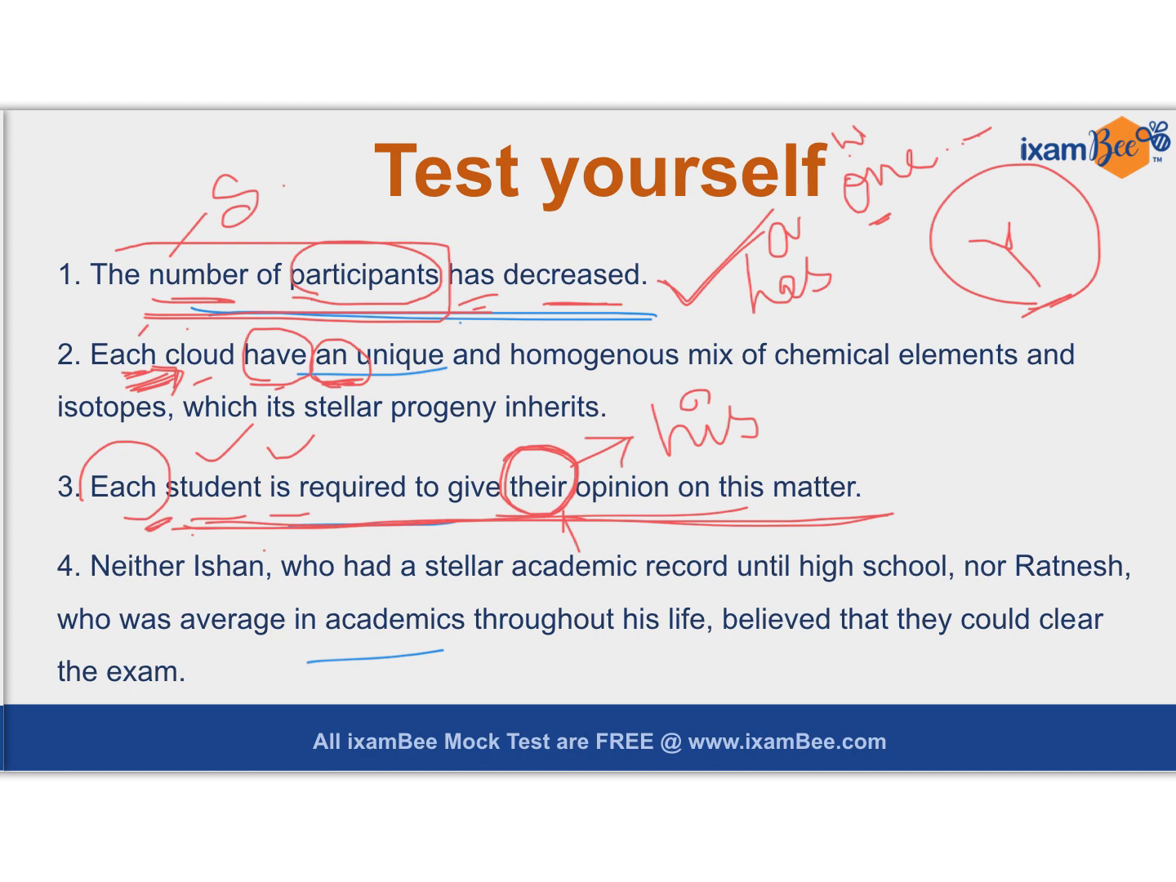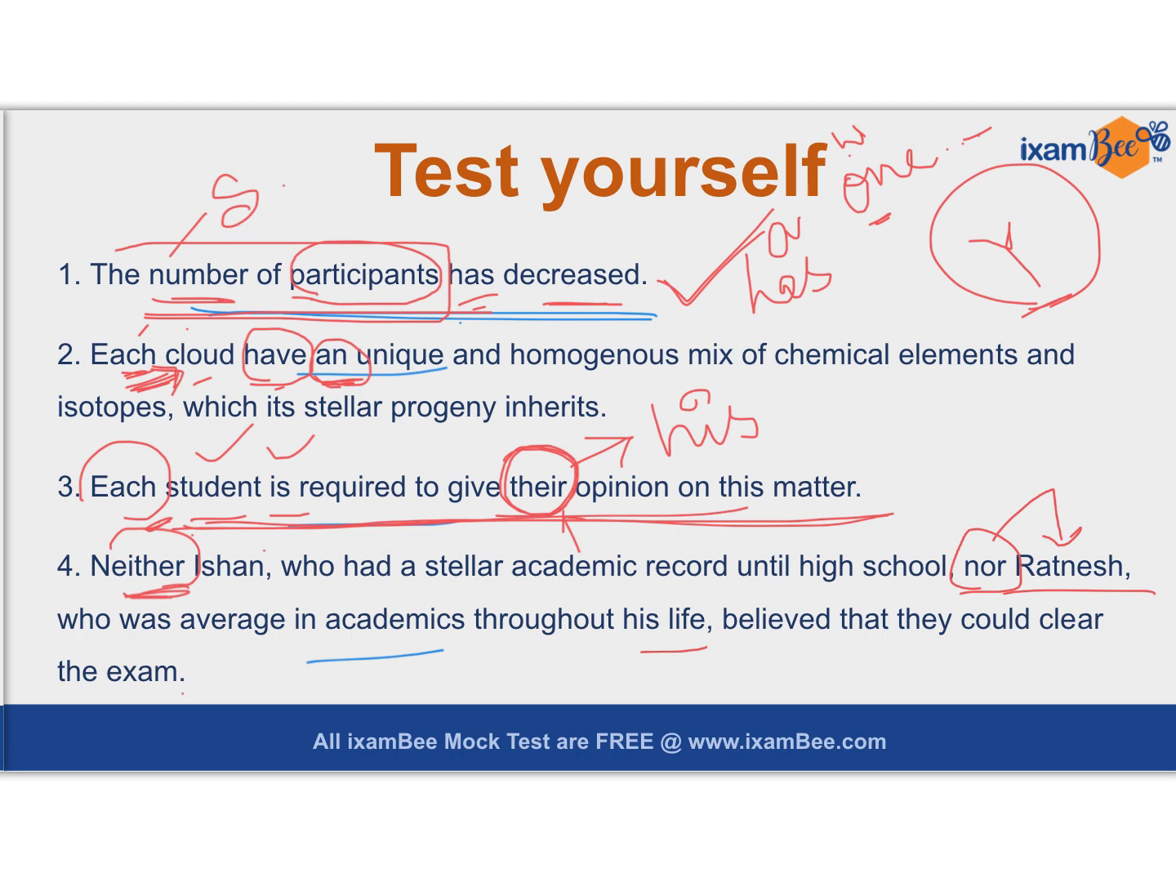Neither Ishan, who had a stellar academic record until high school, nor Ratnesh, who was average in academics throughout his life, believed that they could clear the exam. Again, whenever there is either, neither Ishan, neither nor, whenever there is neither nor, we should always focus on the second subject.